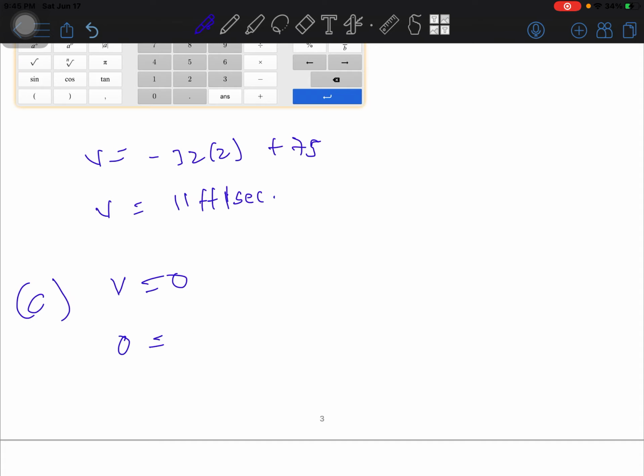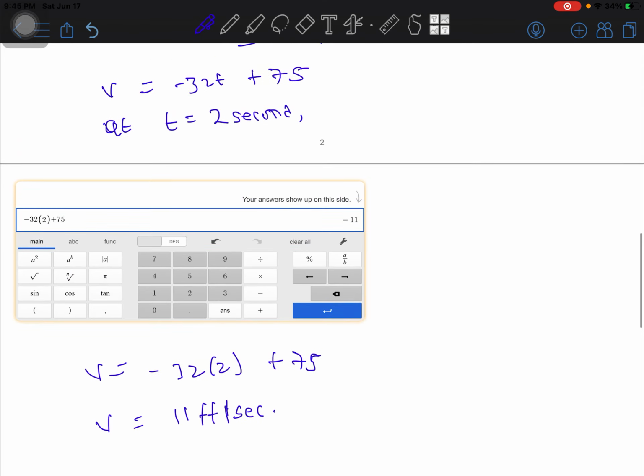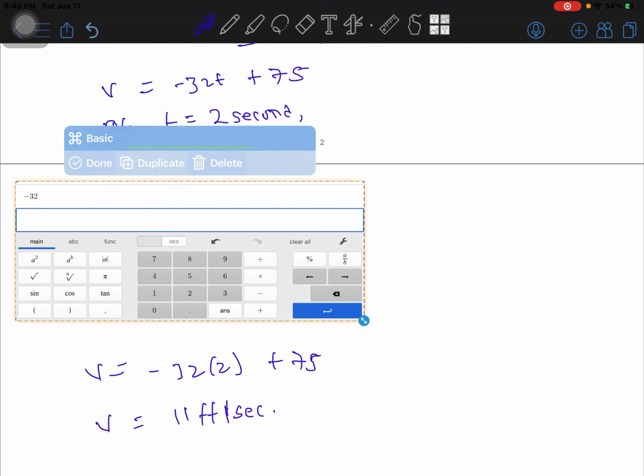At that point, the velocity is actually 0, and therefore we can say that 0 is equal to negative 32t plus 75, and therefore making t the subject, we are going to get t equal to negative 75 over negative 32, of which the negatives will cancel out. We can also use the calculator again, and then that means 75 divided by 32. Let me do the division first.